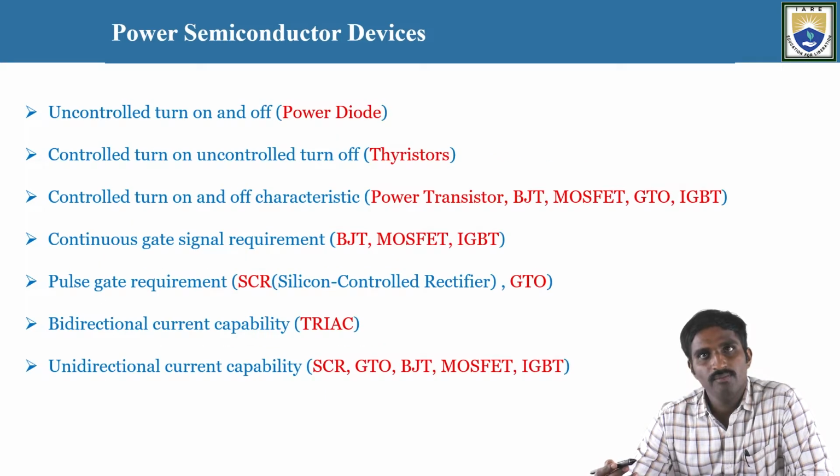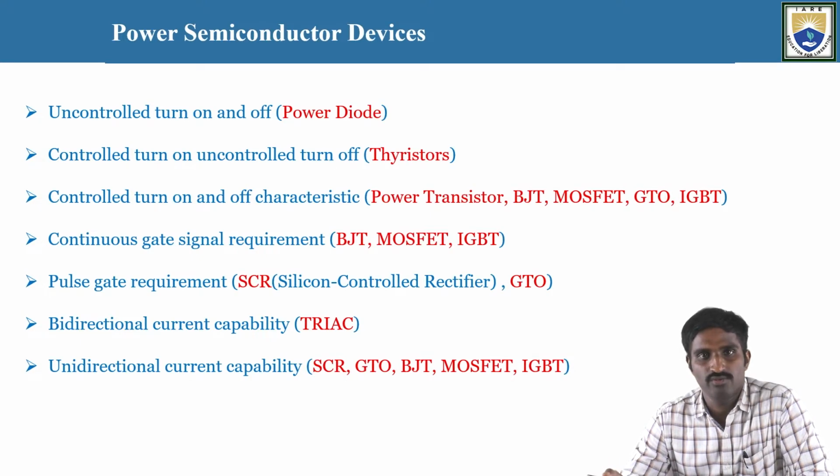Next, when coming to the different types of power semiconductor devices, here I have shown which process is controlled. First, consider the power diode. In the power diode, the turn on and turn off are uncontrolled. That's why it is an uncontrolled device, which means we cannot control the turn on and we cannot control the turn off.